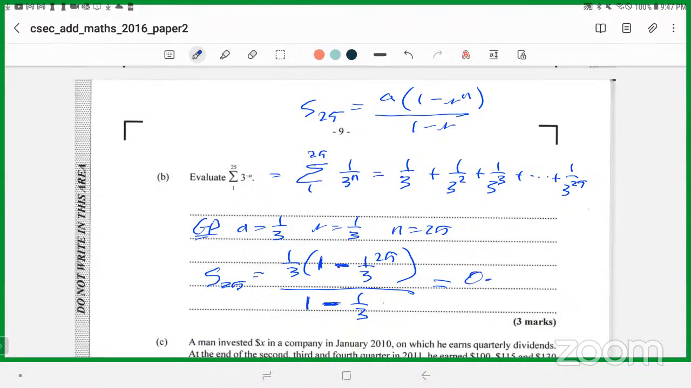I got a half. Good. 0.5 or half. Beautiful. 0.5 is the answer. All right, lovely. All right, this one now.